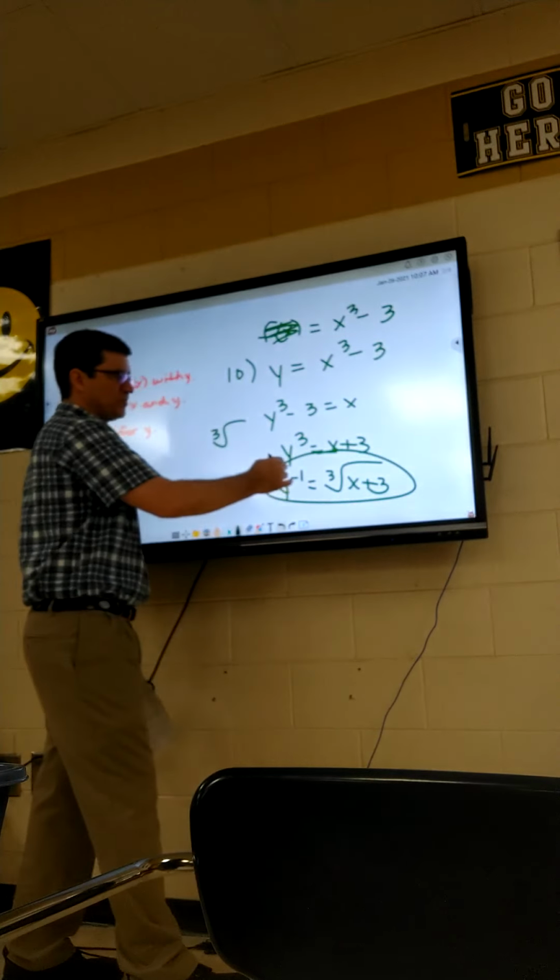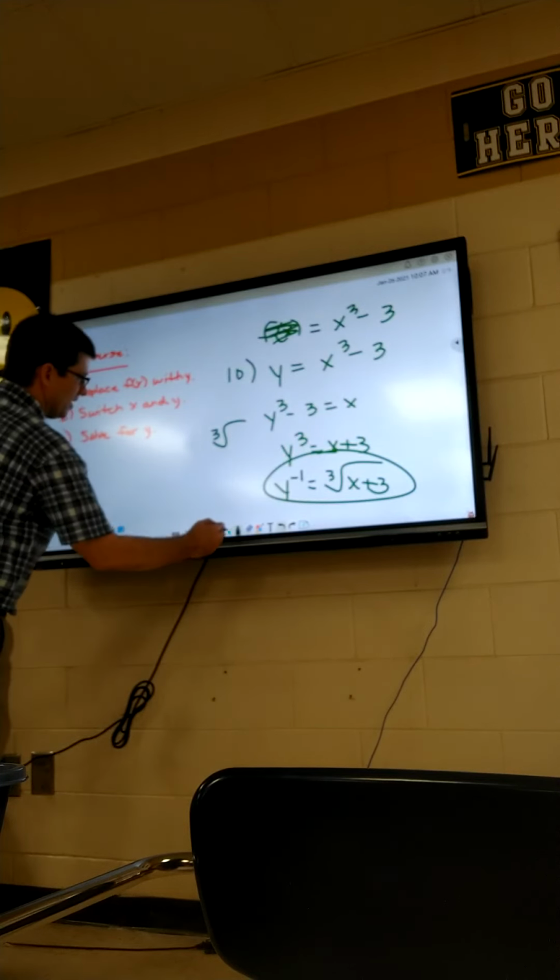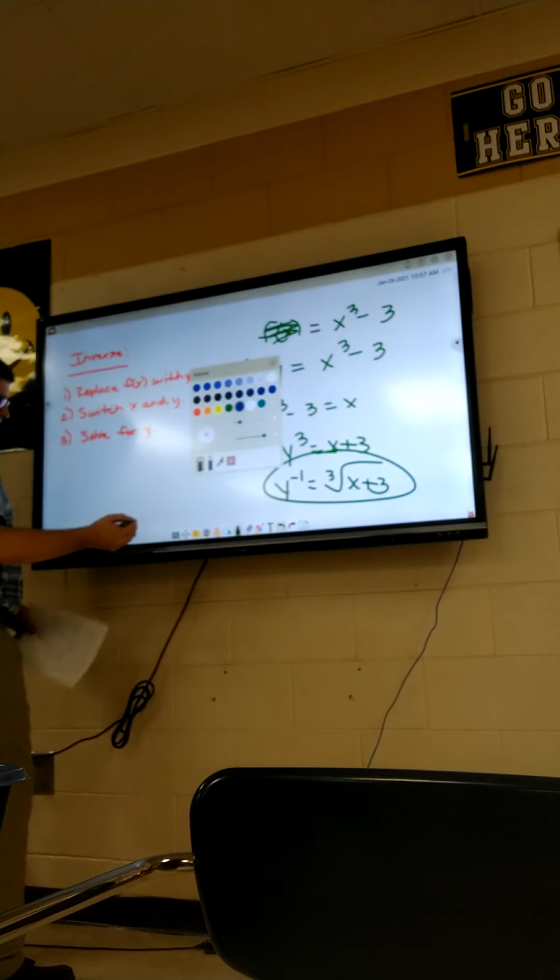Now, what's with the y negative 1? That's your symbol for inverse. So when you get your answer and you're done, put that symbol in front of your problem. If y'all forget, I'll probably mark off just like minus 2.